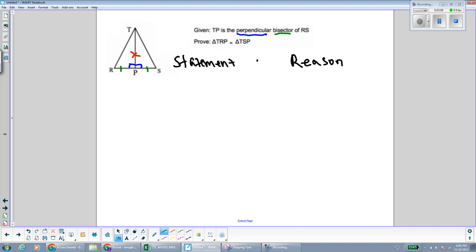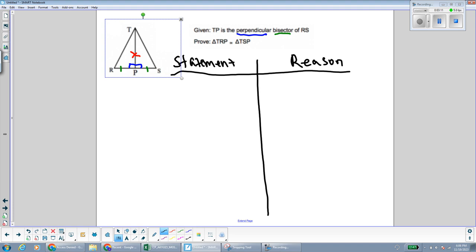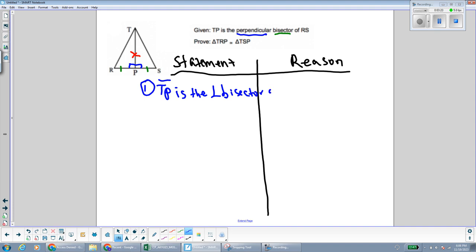And sorry for my messy handwriting on the computer. I'm trying to write fast. Okay, so first we're going to start off with our givens. So TP is the perpendicular bisector of RS, and that is definitely given to us.